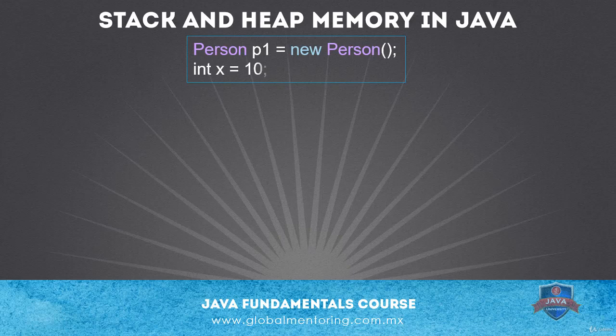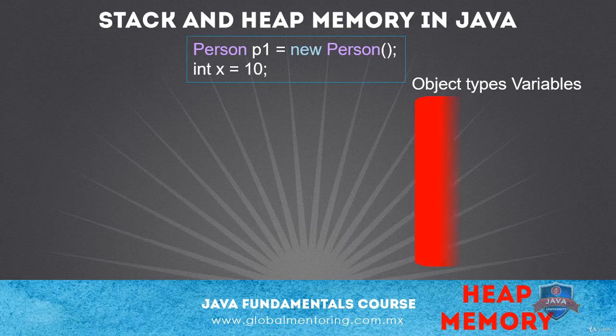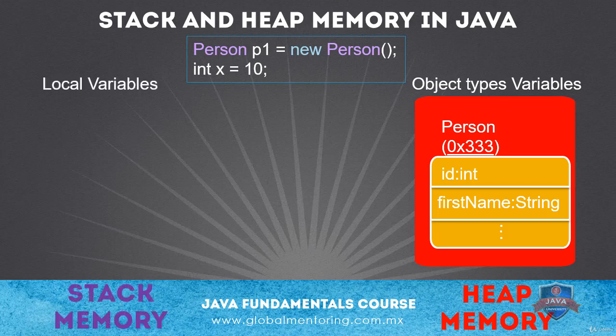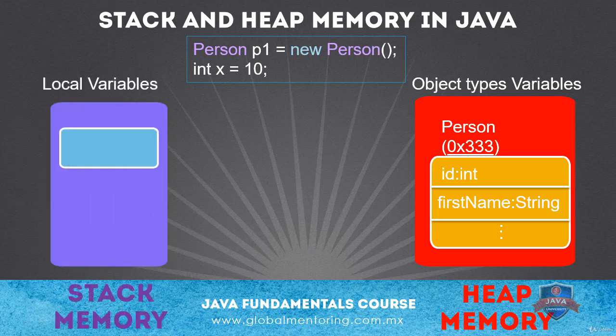In the figure, we can see that the reference of the object is represented by the hexadecimal value 0x333, which contains the memory address where the object is stored, and therefore the local variable p1 stores only this memory reference. So we can see the stack memory and the heap memory. In the stack memory, we can see the local variable p1 stores the reference of the object, and in heap memory, the object is stored in the reference 0x333. This is just an example.